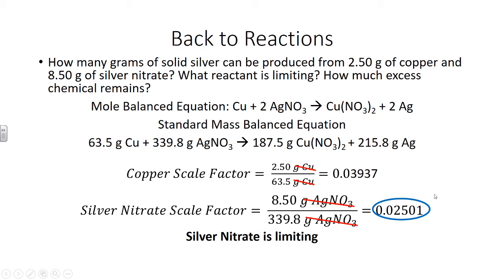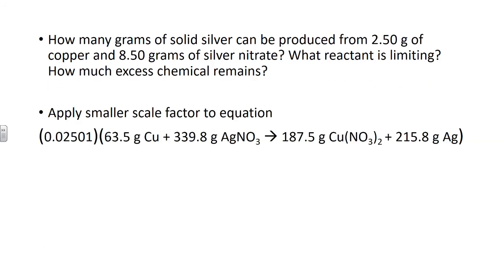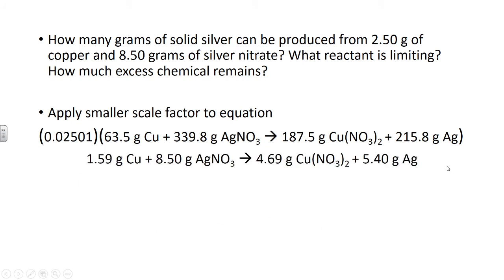Take that scale factor and apply it to the entire equation, and let's see what comes out of that. So there's the question again, just to keep it fresh in our minds. And when I apply the scale factor to the entire equation, out come these values. So this reaction will use 1.59 grams of copper. It will use 8.5 grams of silver nitrate, which is perfect because that's what we thought should happen. We will make 5.4 grams of silver, and that's what the question asks us.